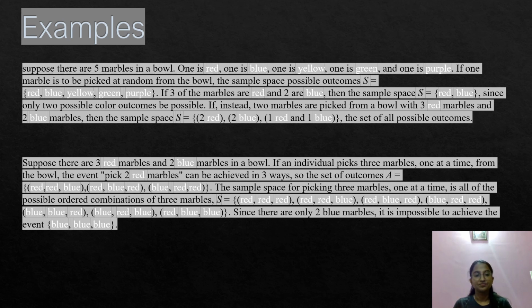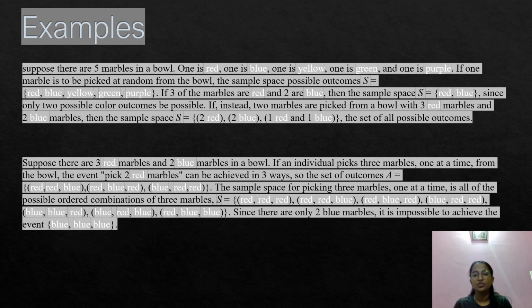Suppose there are three red marbles and two blue marbles in a bowl. If an individual picks three marbles, one at a time, from the bowl, the event of picking two red marbles can be achieved in three ways. So the set of outcomes would be red, red, blue; blue, red, red; and red, blue, red. That means the way you pick the colors might change in this order, like red, red, blue, blue, red, red, and so on. That's the basic sample space, the outcomes.